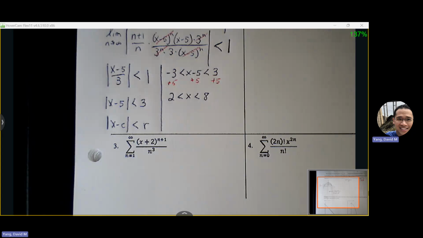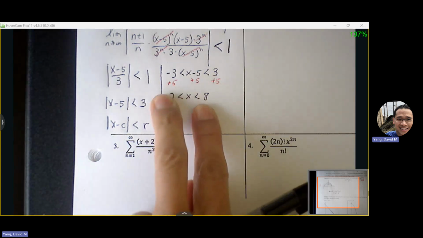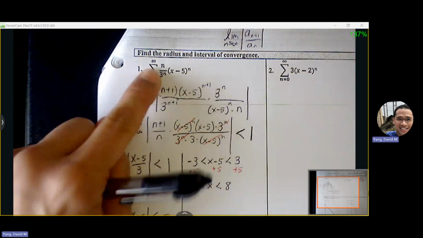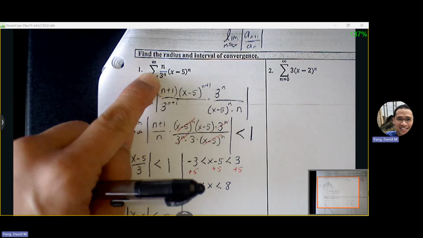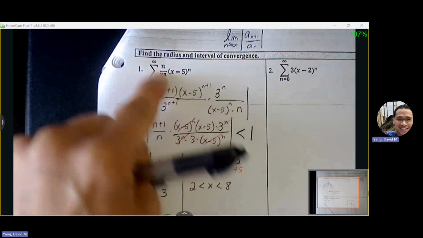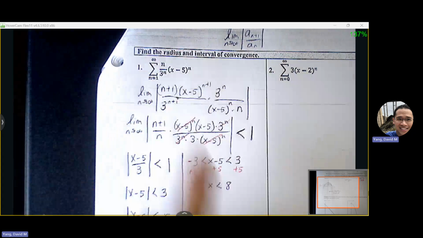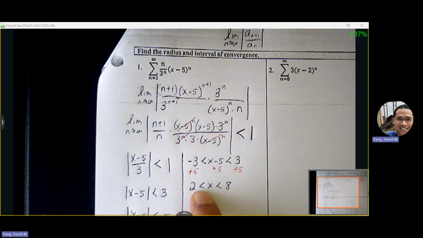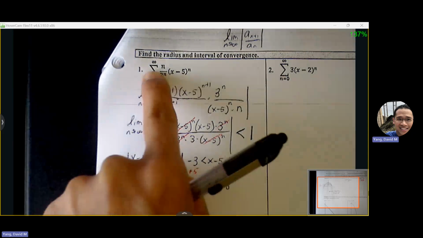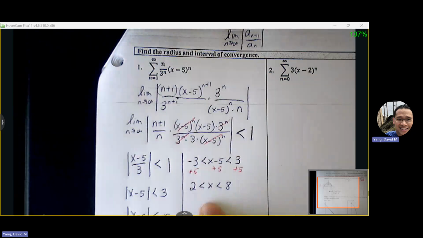The only thing in question is what? We still have to worry about what? The endpoints. Yeah, so we have to test 2 and test 8. The way we test them is we insert them back into the original rule of sequence and see if 2 on its own will converge. If it converges, we'll have to include 2 as part of our interval of convergence. We'll put an equal sign. But if 2 does not converge, if it diverges, then we'll leave it alone. We'll leave it as just less than. And then we'll do the same thing with 8.